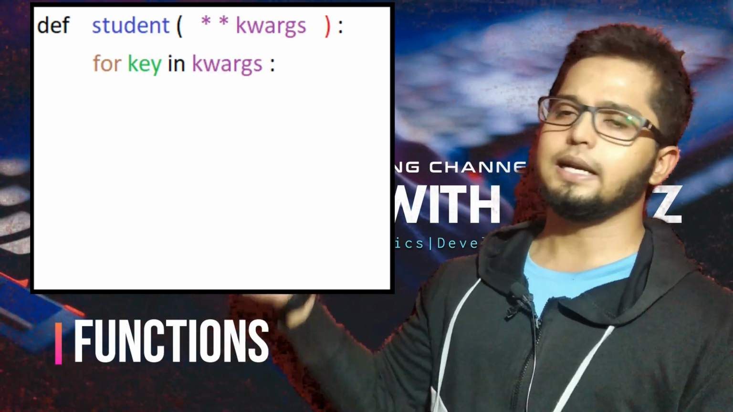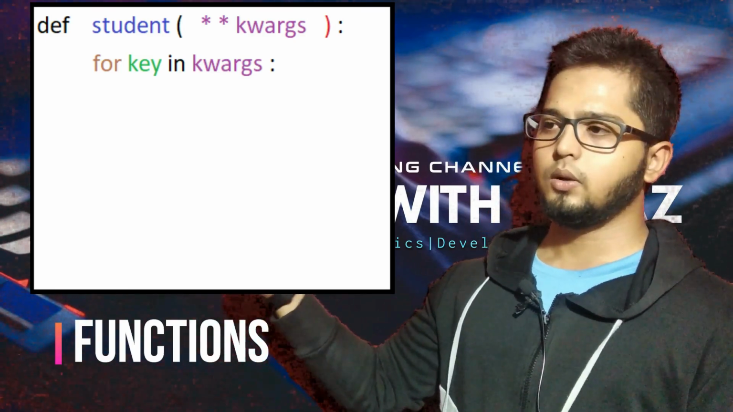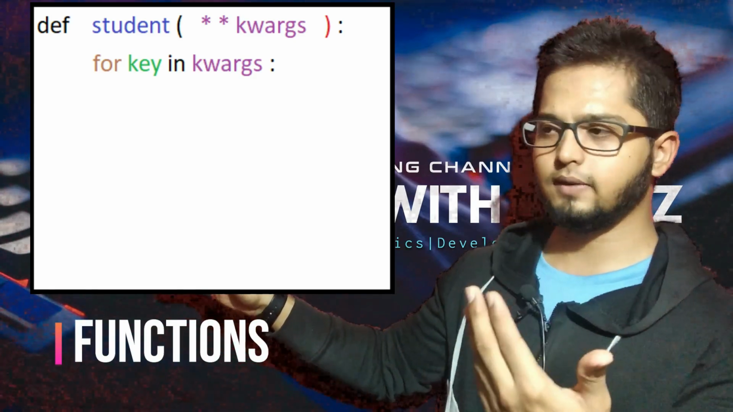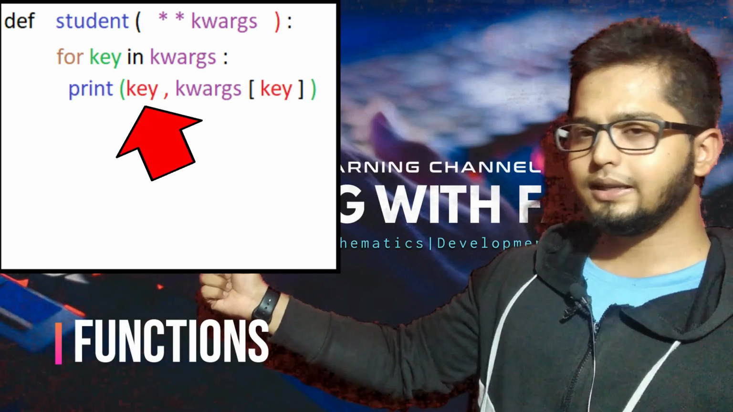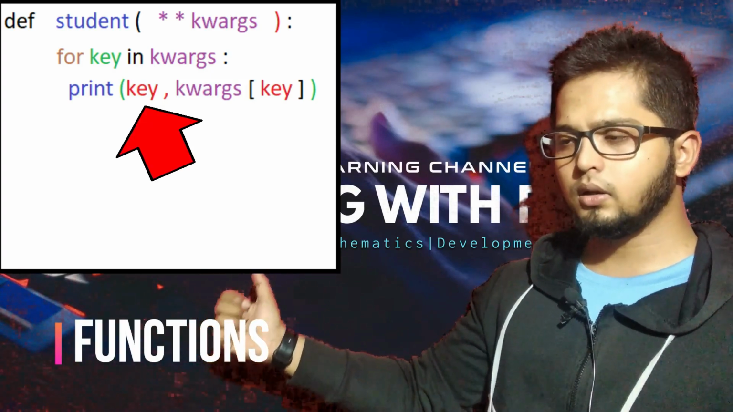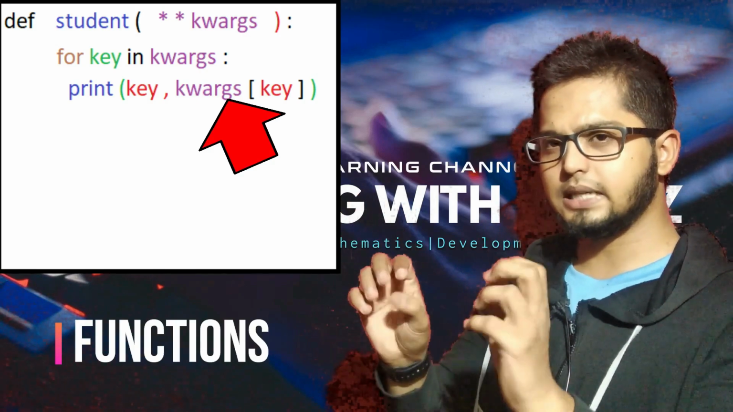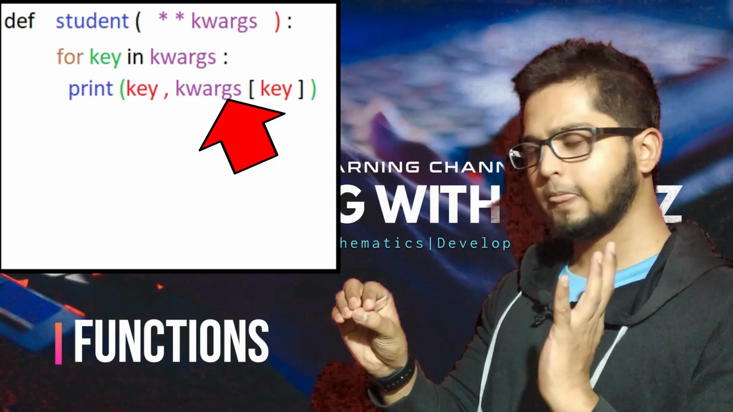In that name, keyword arguments, colon. Now come inside. I want to print the key values that the user is giving. So I will print key, comma, keyword arguments, open the square bracket. Inside that, put that key variable like this.